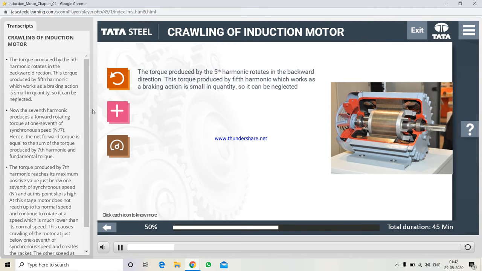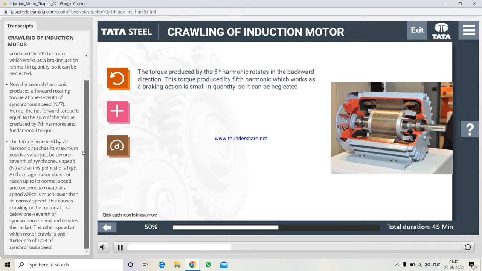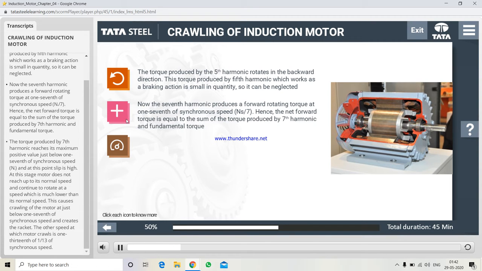The torque produced by the fifth harmonic rotates in the backward direction. This torque produced by the fifth harmonic, which works as a braking action, is small in quantity, so it can be neglected. Now the seventh harmonic produces a forward rotating torque at 1/7 of synchronous speed, ns by 7. Hence, the net forward torque is equal to the sum of the torque produced by the seventh harmonic and the fundamental torque.